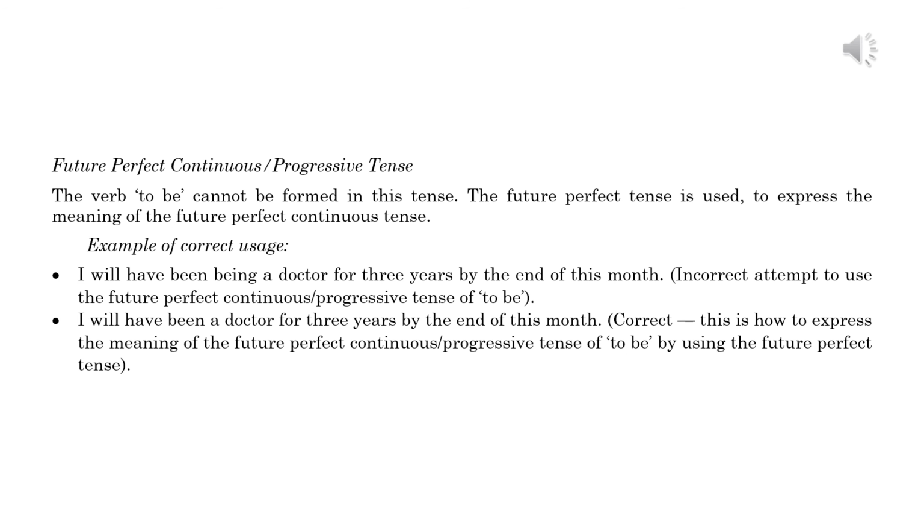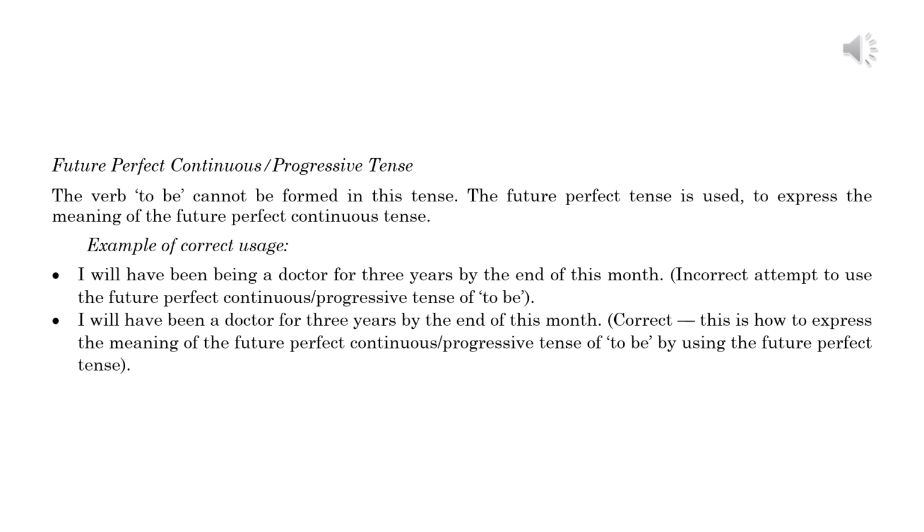Future perfect continuous or progressive tense. The verb to be cannot be formed in this tense. The future perfect tense is used to express the meaning of the future perfect continuous tense. Example of correct usage. I will have been a doctor for 3 years by the end of this month.